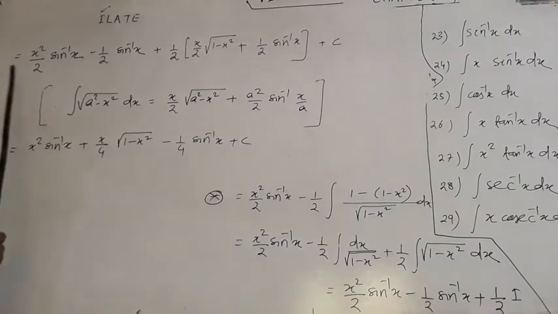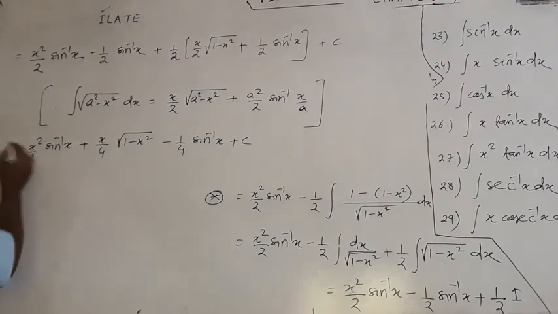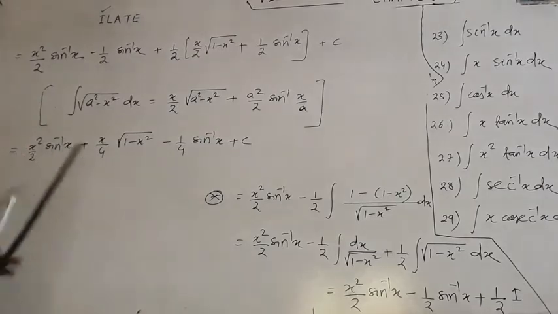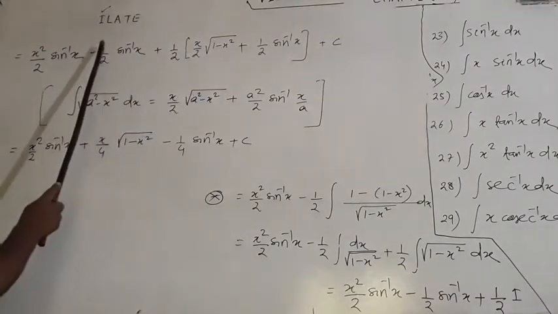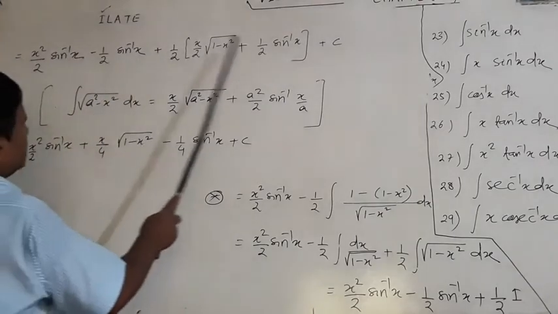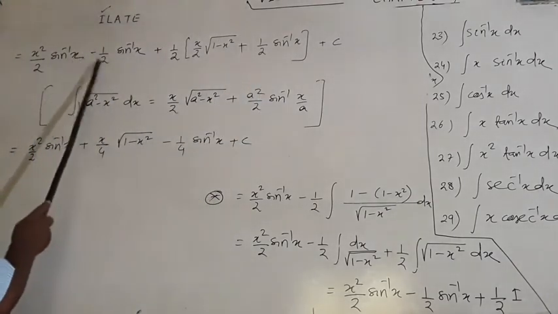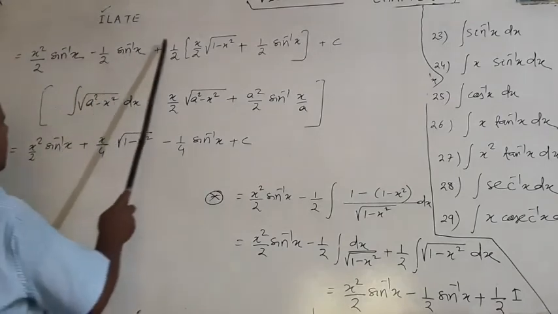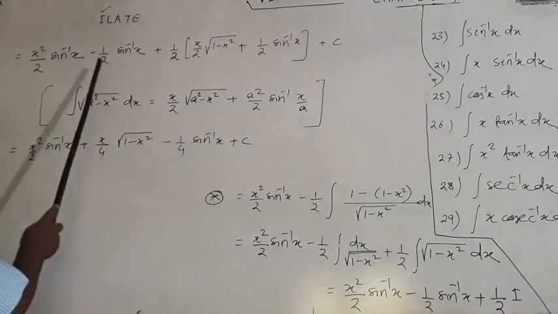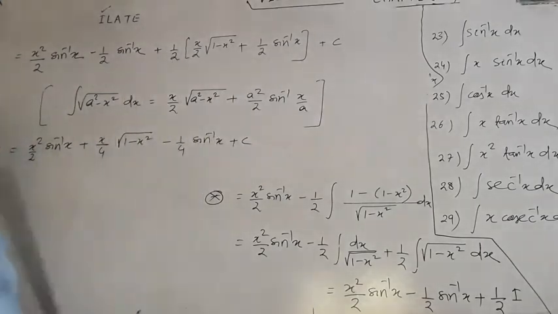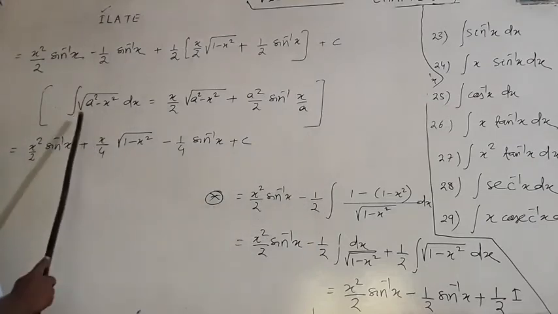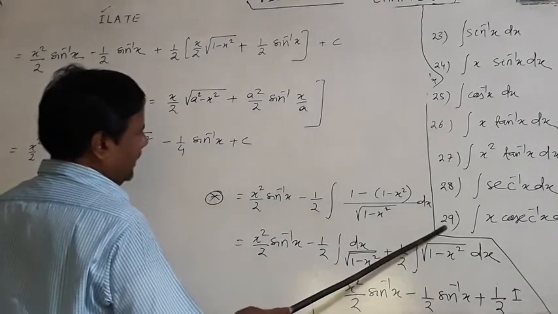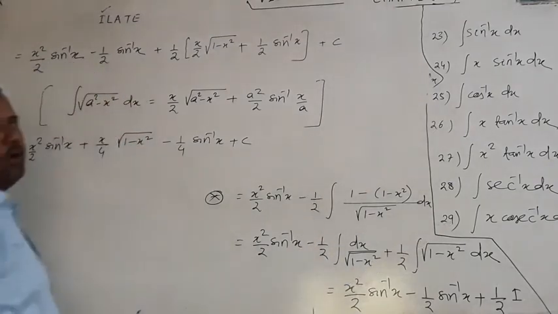Now the final result is x square by 2 sin inverse x plus, here I am taking this, x by 4 1 minus x square root over. Then look here, 1 by 2 sin inverse x plus 1 by 4 sin inverse x. 1 by 2 is 2 by 4 sin inverse x, and here 1 by 4 sin inverse x. So minus 2 by 4 plus 1 by 4 becomes minus 1 by 4 sin inverse x plus c. I am telling you repeatedly that this formula I will explain after my 29th problem. Okay.